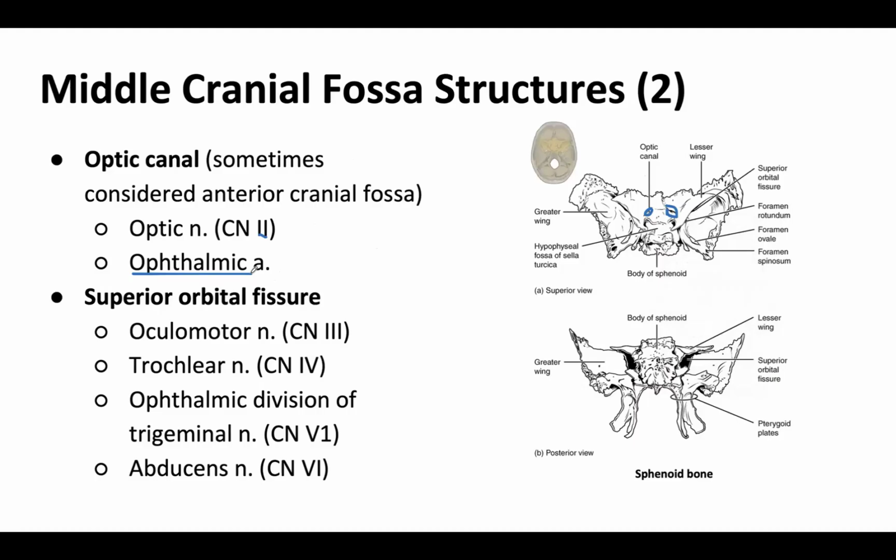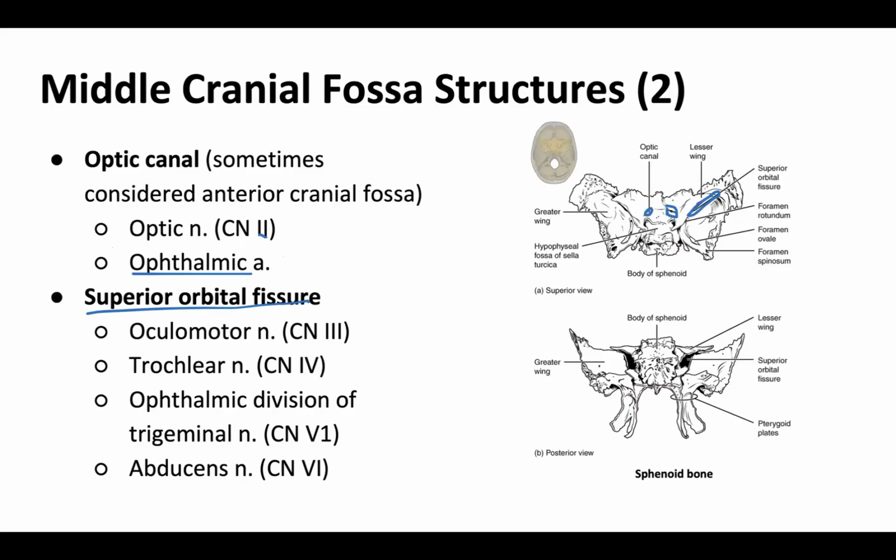Now, the optic canal is sometimes included in the anterior cranial fossa, and I can understand why. It's right at that boundary, between lesser wing and the greater wing region. But I'm including it here because I want it to be associated with this other opening called the superior orbital fissure, which is a rather large fissure, but it's often covered up by that lesser wing. So you have to kind of tilt the skull a little bit to see it. And it has so many structures moving through here. That's why it's so large.